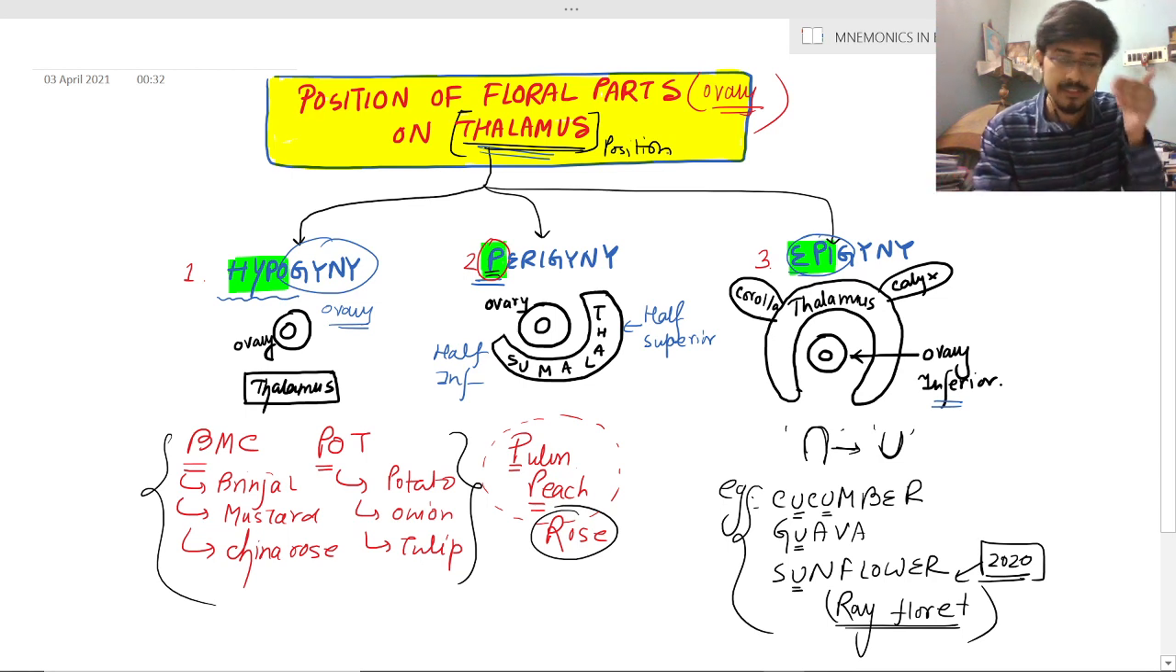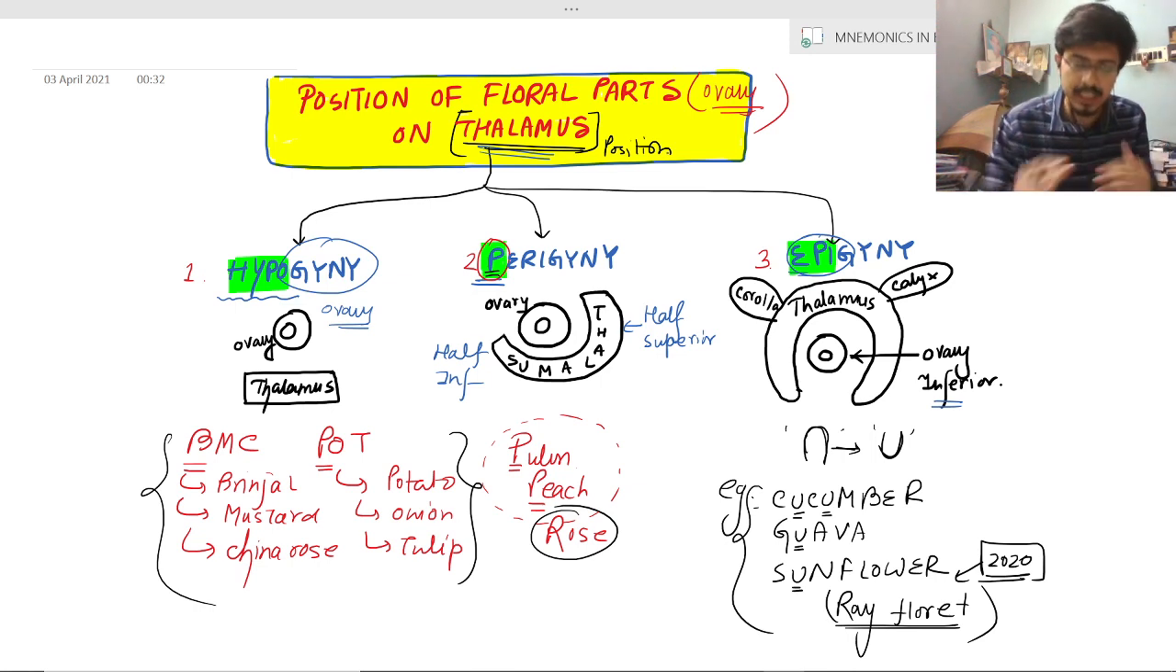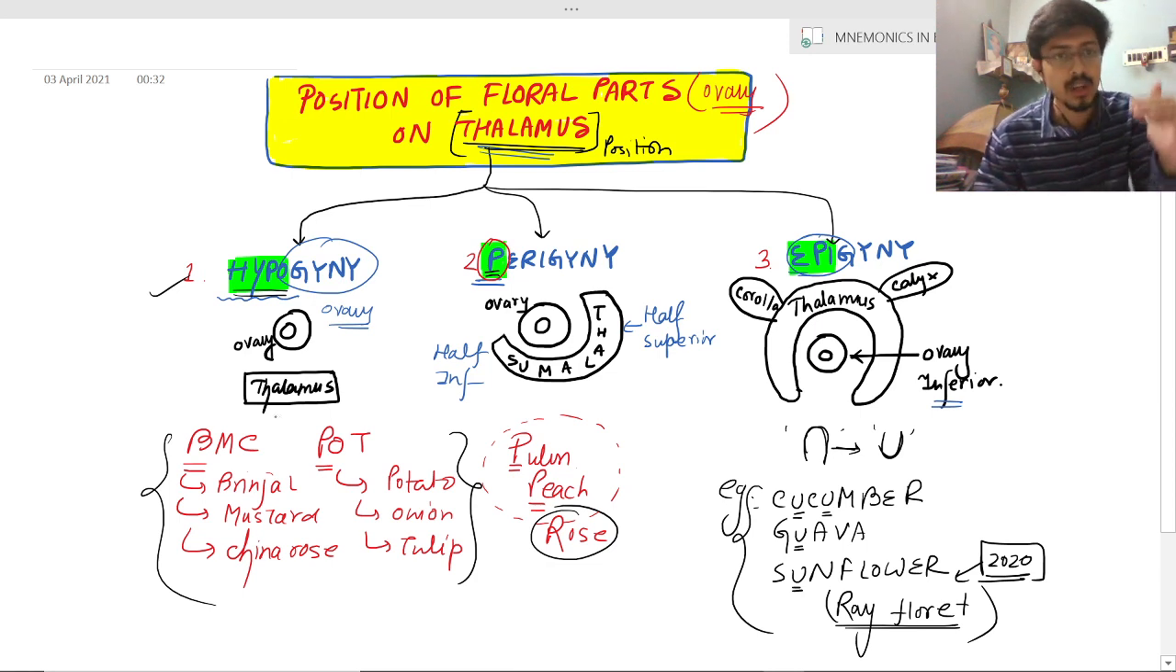Vice versa, if the thalamus is inferior, then the ovary will be superior. If the thalamus is surrounding the ovary, then the ovary will be inferior. So the naming is determined by the thalamus position. Hypogyny: hypo means lower, so the thalamus position is lower and the ovary is superior.